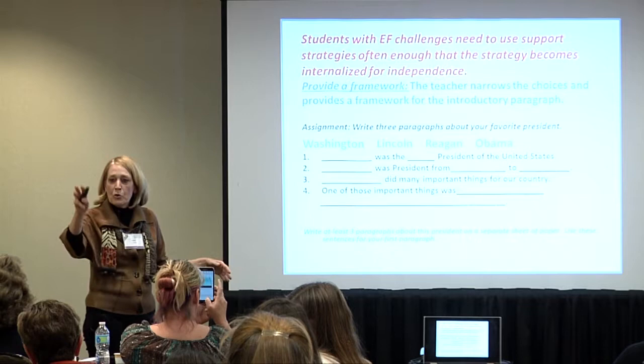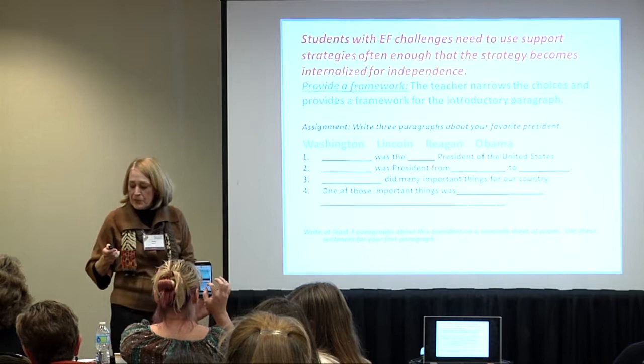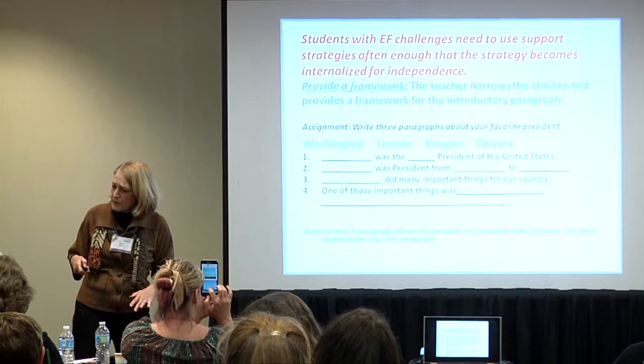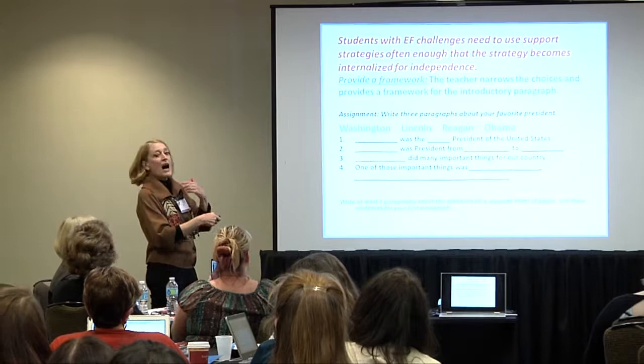You, the adult, choose about four options. Then, Cheryl, will you be my student? Sure. Okay, Cheryl, who's that? Washington. Who's that? Lincoln. Who's that? Reagan. Who's that? Obama. Which one do you think is most interesting? Oh, I was going to say something else. Washington. Washington. Okay. I, the teacher, am going to do the writing on this paper.